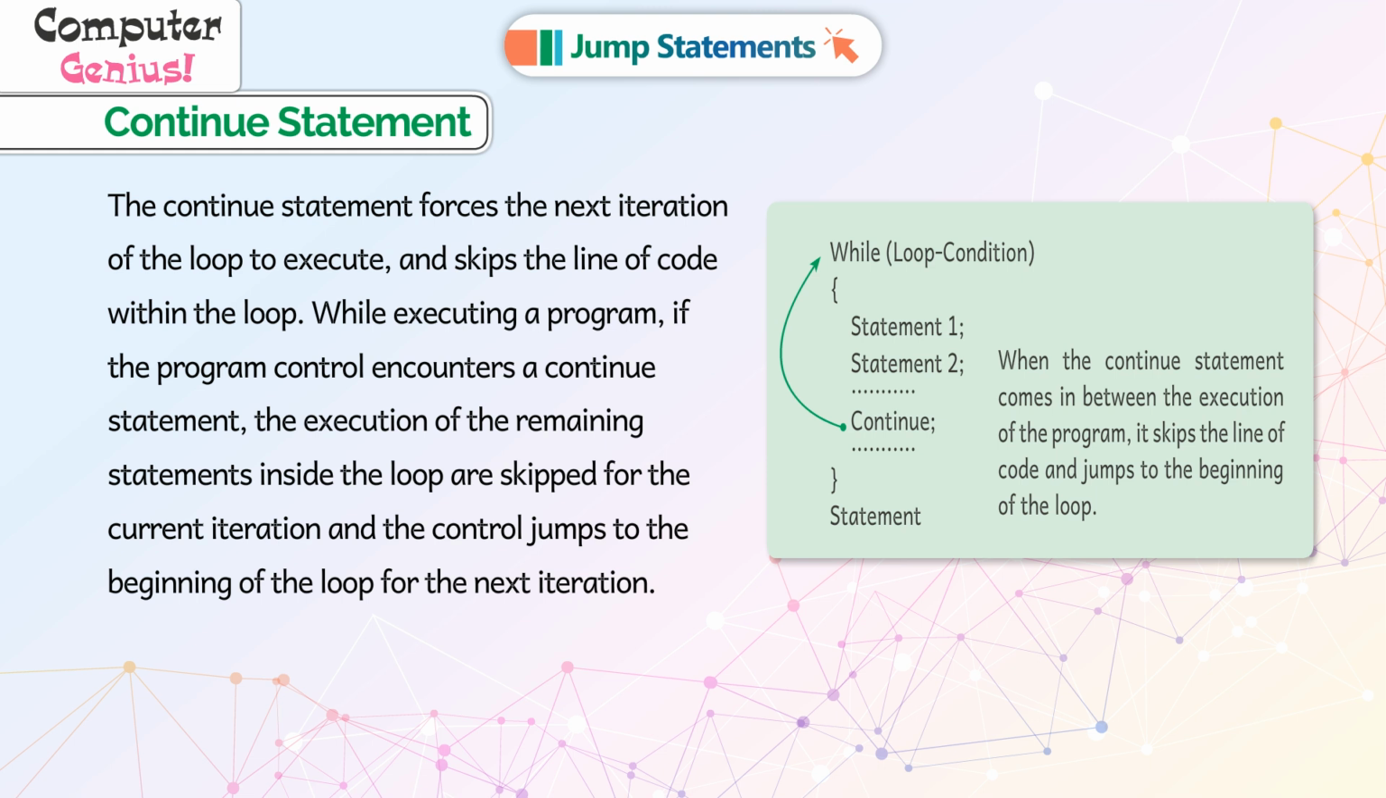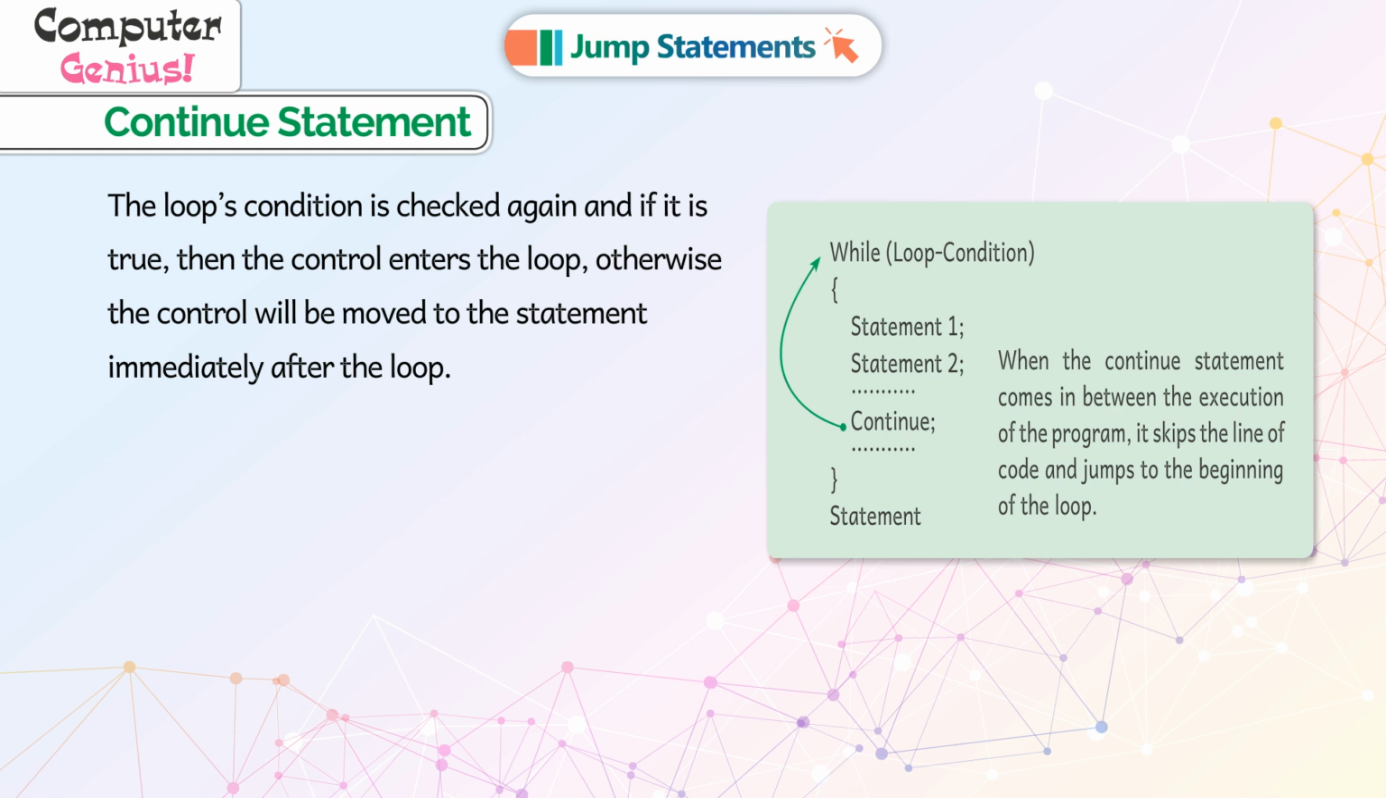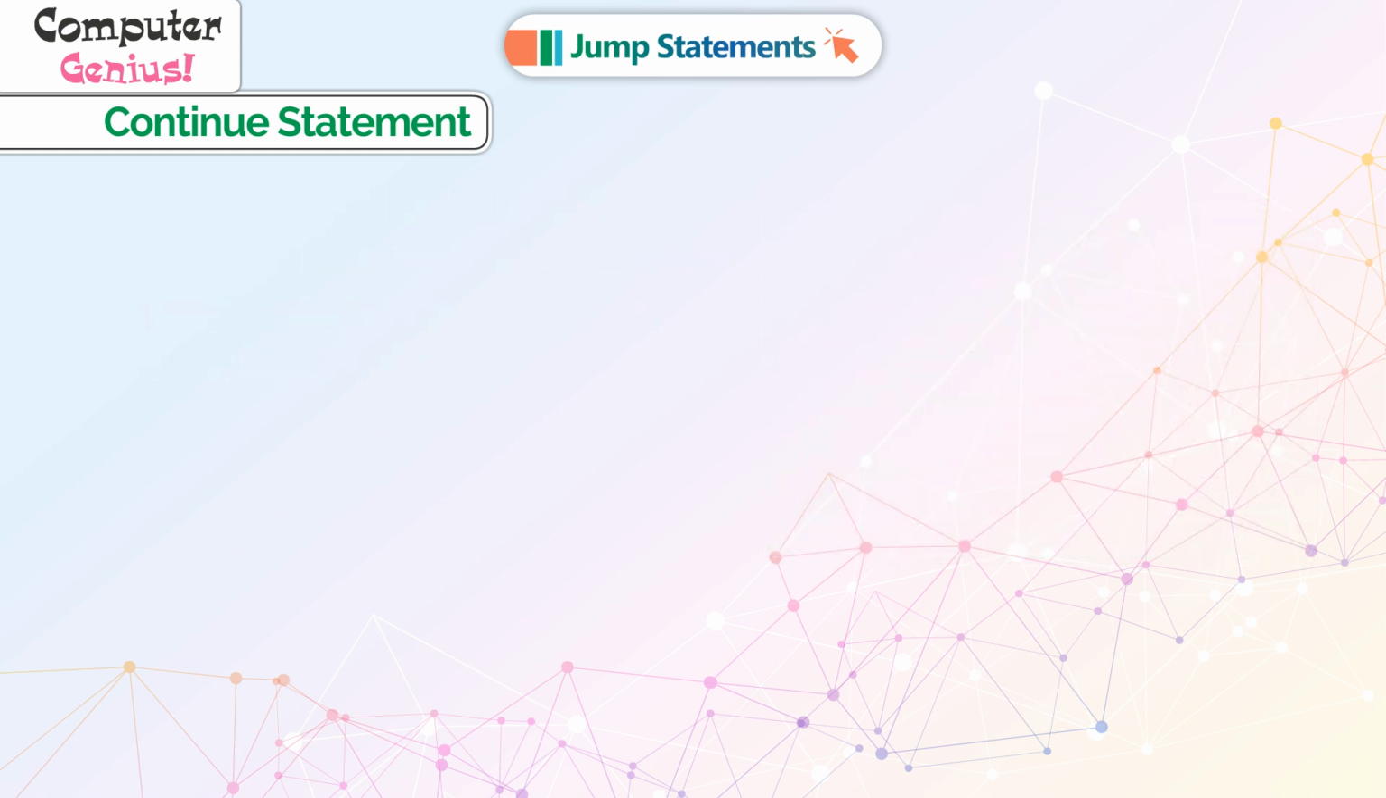for the next iteration. The loop's condition is checked again, and if it is true, then the control enters the loop. Otherwise, the control will be moved to the statement immediately after the loop.